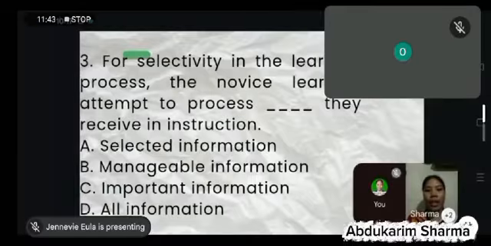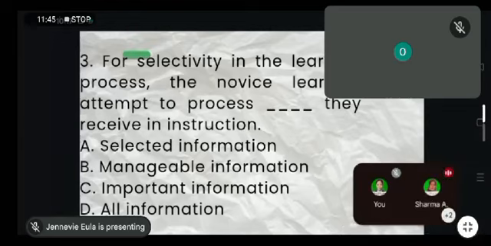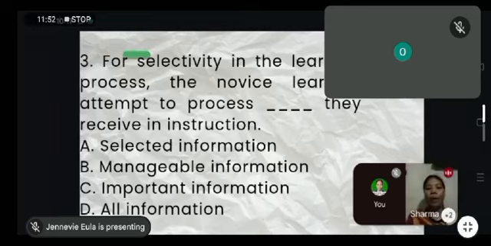Question number 3. So, for selectivity in the learning process, the novice learners attempt to process blank they receive in instruction. A. Selected information. B. Manageable information. C. Important information. D. All information. So the correct answer is D. All information.